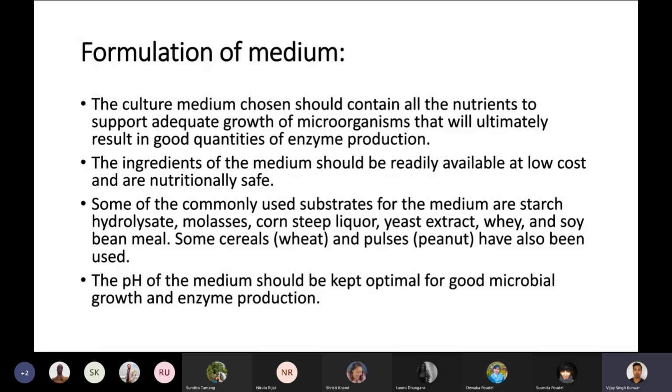It is a major concern because the substrates are extremely common, like starch hydrolyzate and molasses. From these common substrates, you can generate expensive products, right? The pH of the medium should be kept optimal for good microbial growth and enzyme production. So these are some of the factors that should be controlled or checked.